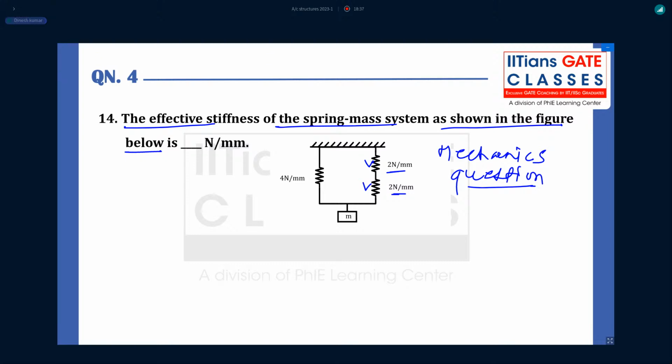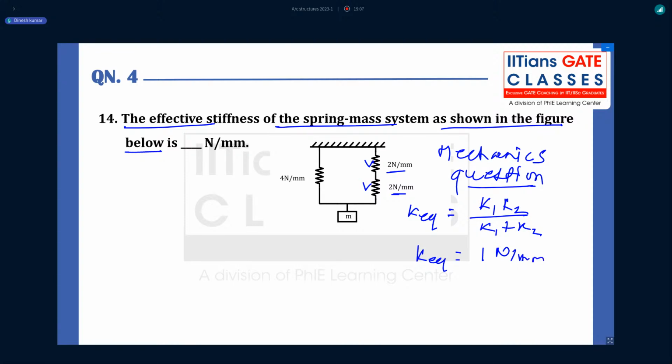So for series combination, we know the equivalent stiffness constant K equivalent is always what? K1 K2 upon K1 plus K2. So what will be the K equivalent, guys? K1 is 2, K2 is 2, so it is 4 by 4, right? So how much is it? It is 1 Newton per mm.